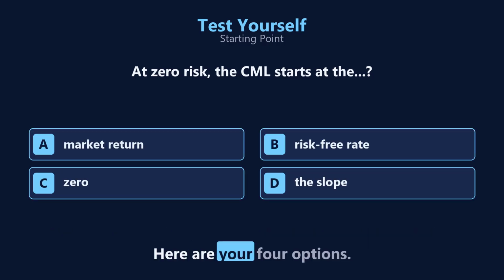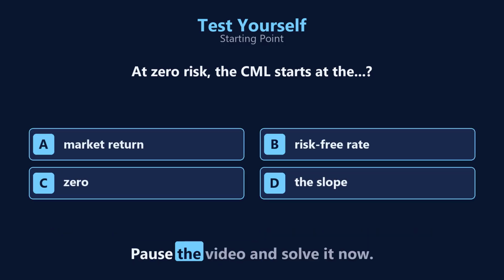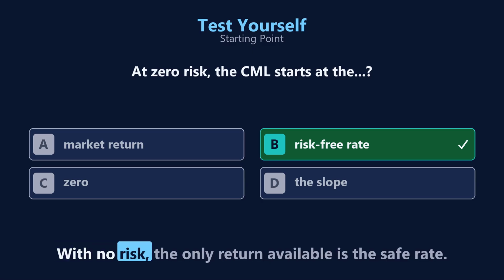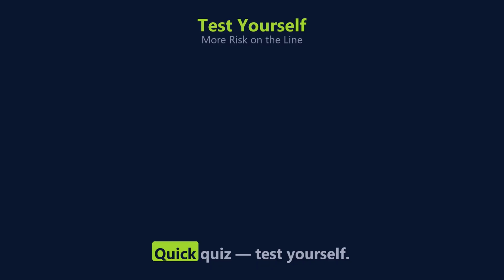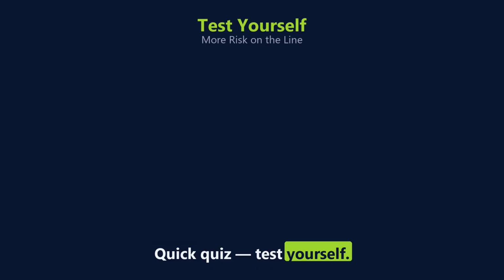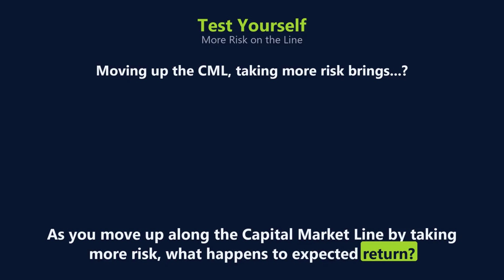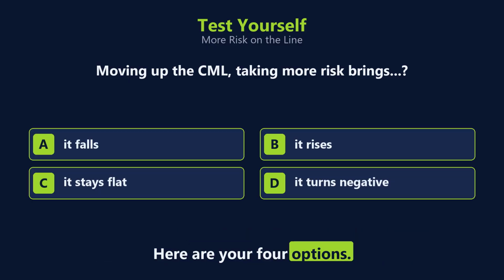Here are your 4 options. Pause the video and solve it now. The correct answer is B, the risk-free rate. With no risk, the only return available is the safe rate. Quick quiz, test yourself. As you move up along the capital market line by taking more risk, what happens to expected return? Here are your 4 options.